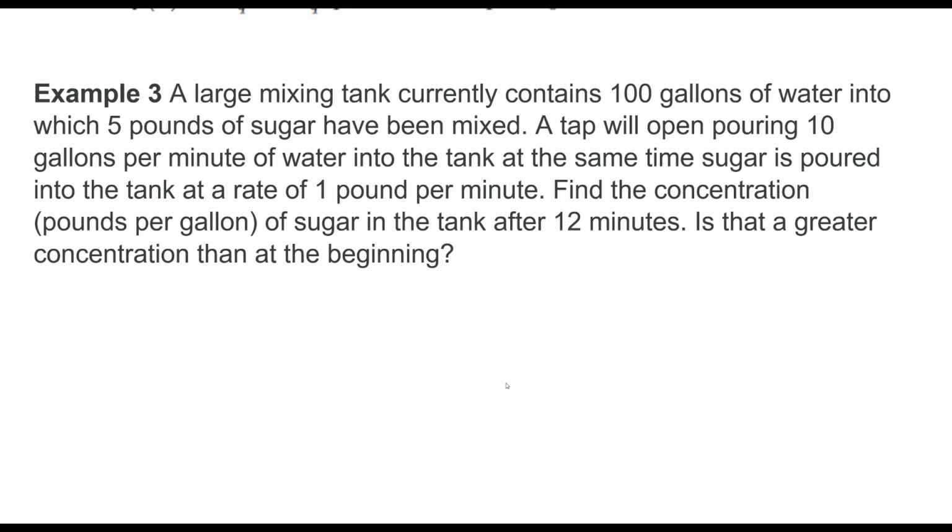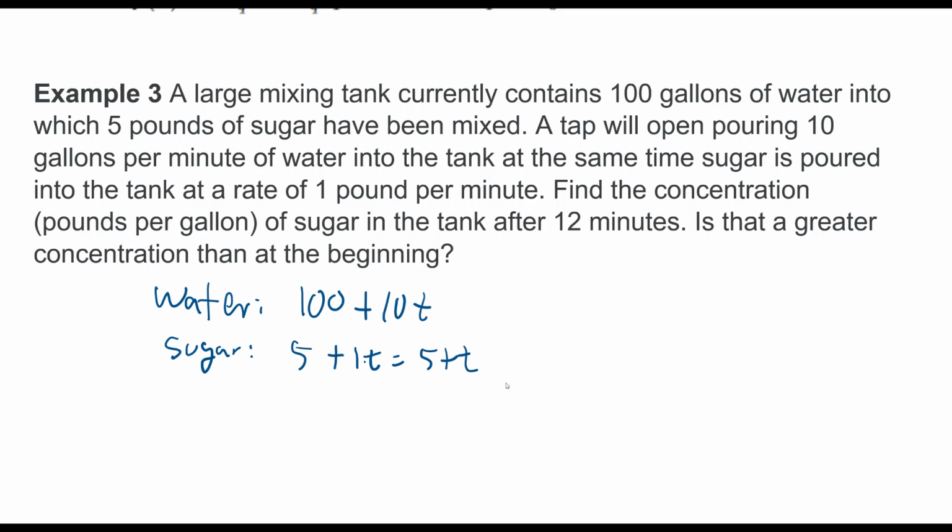So let's talk about the water in the tank. Water is going to be initially 100 gallons, and then we're going to add 10 gallons per minute, so 100 plus 10t. For sugar, we initially start off with 5 pounds of sugar, and then they add 1 pound per minute. So 5 plus t. So concentration, we're looking at sugar per gallon. So concentration at time t is going to be 5 plus t for the sugar over 100 plus 10t for the water.